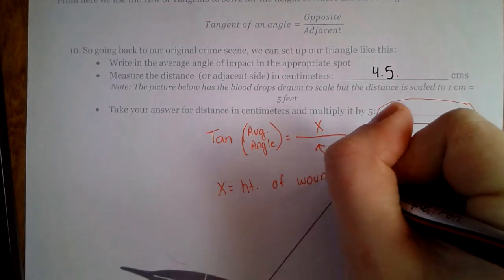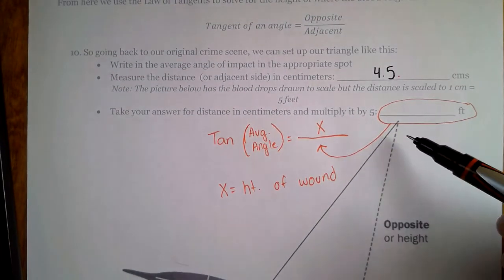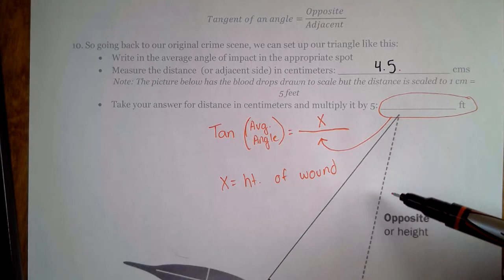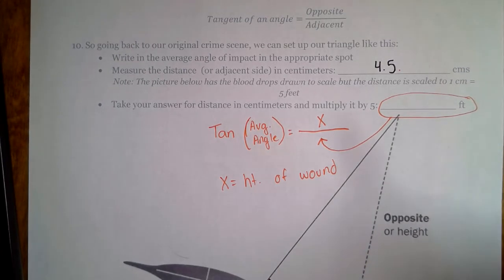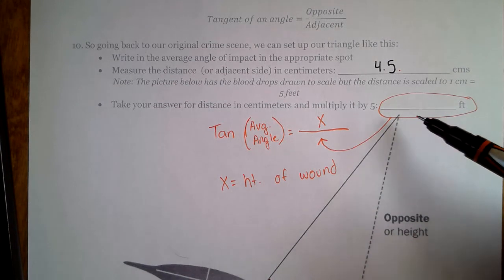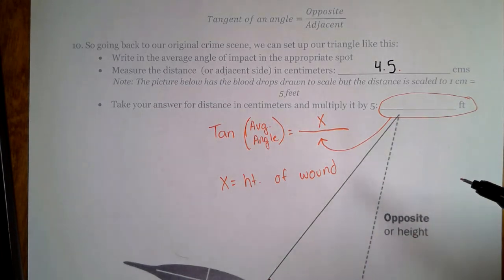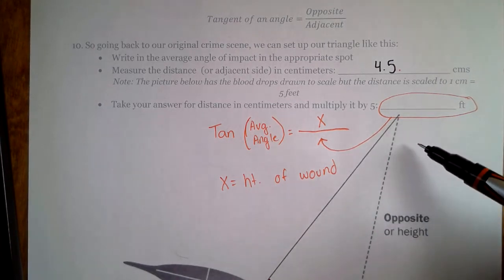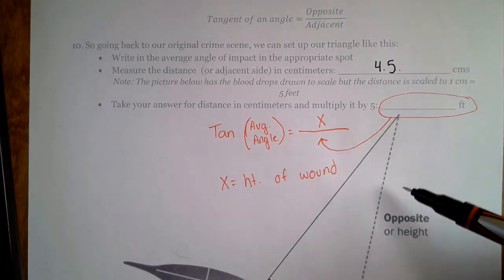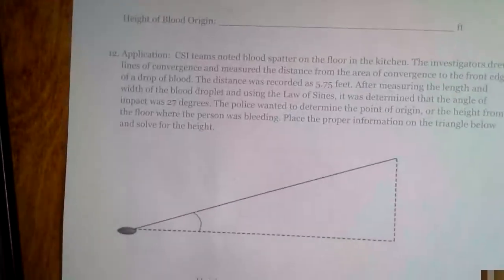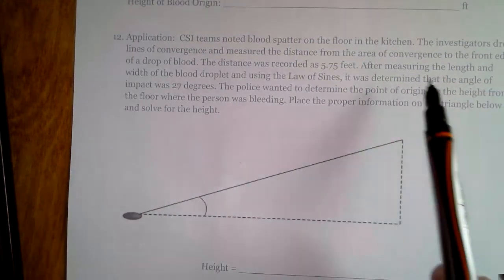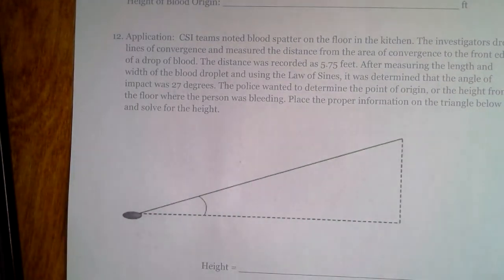of the wound. A lot of times students will think it's the height of the person, and that's not necessarily always true. If they got shot in the head, then yes, it'd be close to the height of the person. However, if they got shot in the abdomen or in the knee, this might be a very short height, because we're doing it from the height of the wound. Number 11 takes you through that, and then number 12 is another example where you're going to implement that. If you have any questions, please let me know.